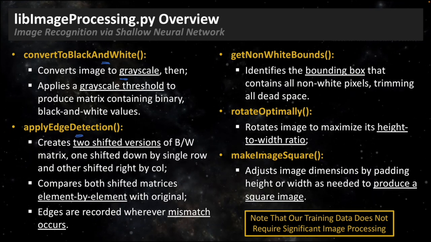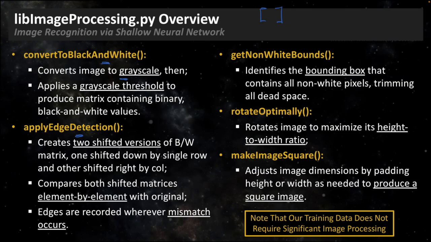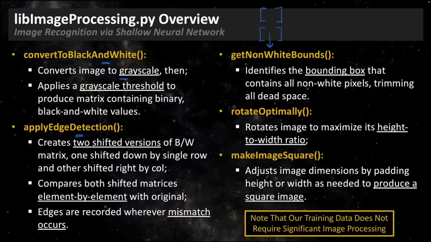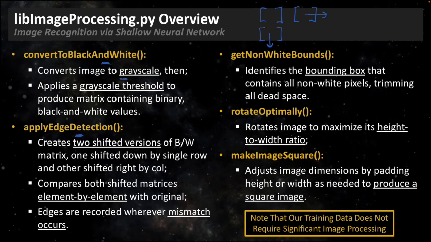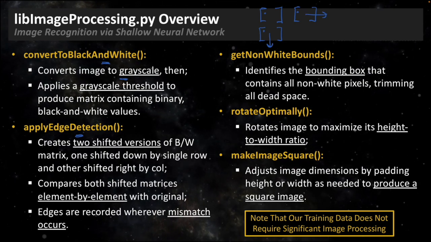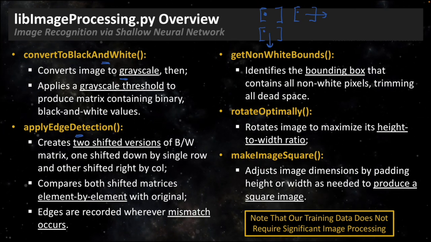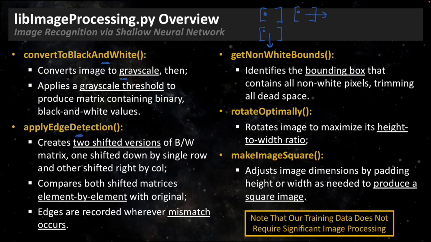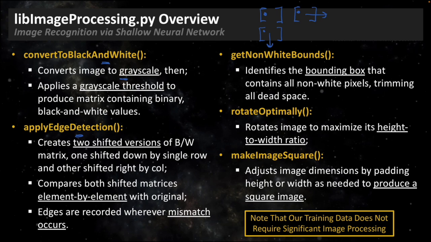We then apply edge detection. This is probably the more interesting one. What this does is it takes the original matrix and creates one copy that's shifted down by a single pixel, and another copy that's shifted to the right by a single pixel. Then it goes through element by element and compares them. This element to this one down here, this element to this one over here. Any place where there's a mismatch would indicate an edge. A mismatch with either the one to the right or the one below it.